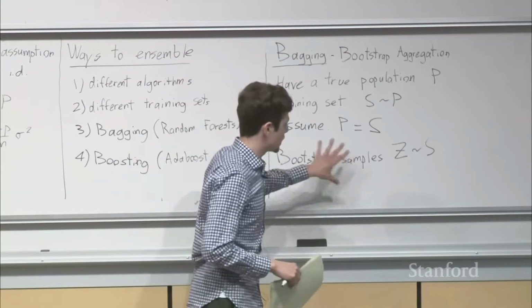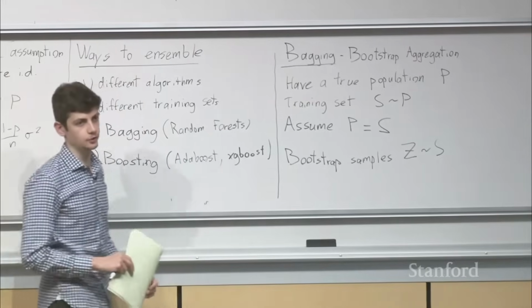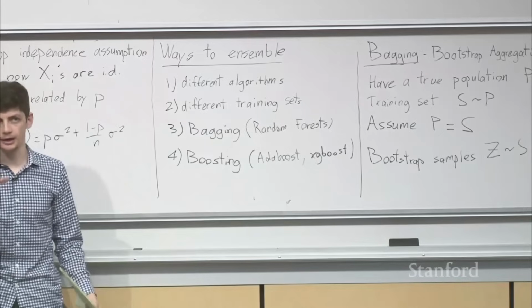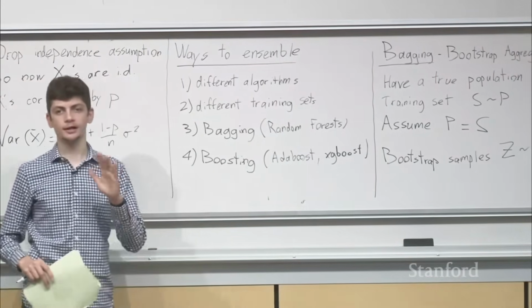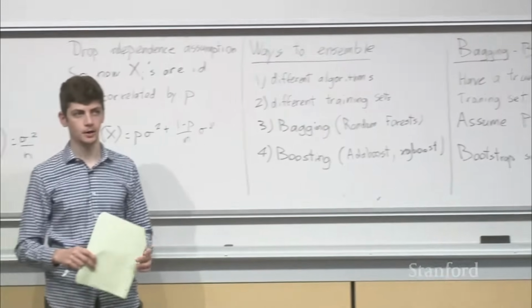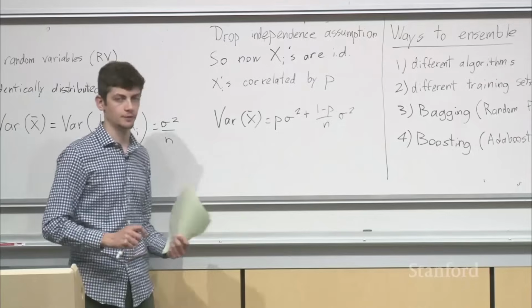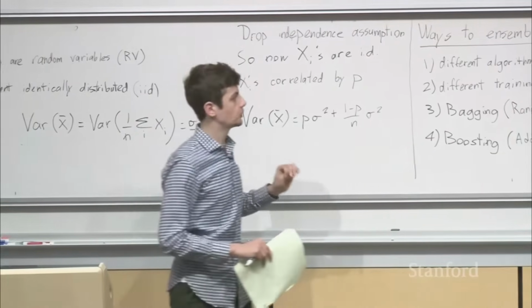Okay, so that's bootstrapping. You generate all these different bootstrap samples Z from your training set. You can take your model and train it on all these separate bootstrap samples, and then look at the variability in the predictions that your model ends up making based on these different bootstrap samples. That gives you a measure of uncertainty. I'm not going to go into too much detail on that because that's not actually what we're going to use bootstrapping for.